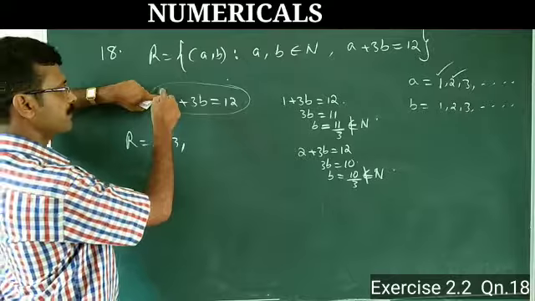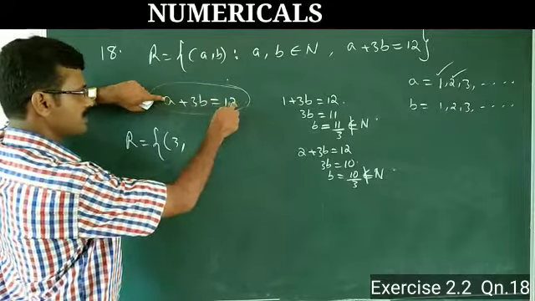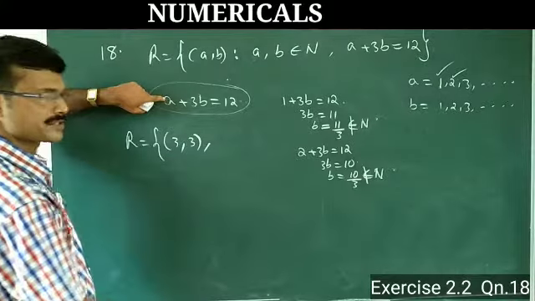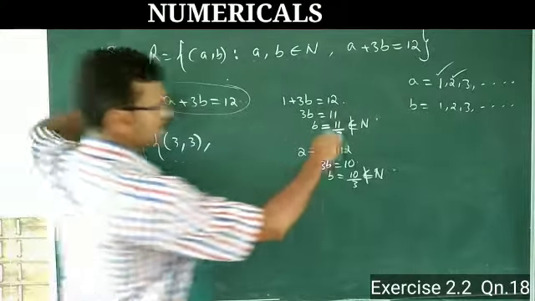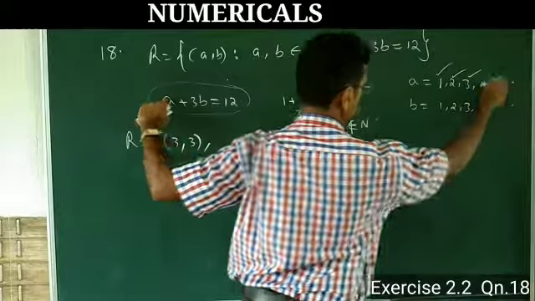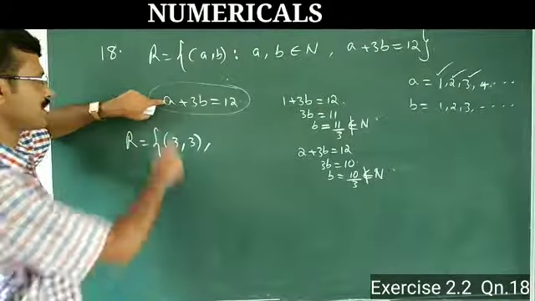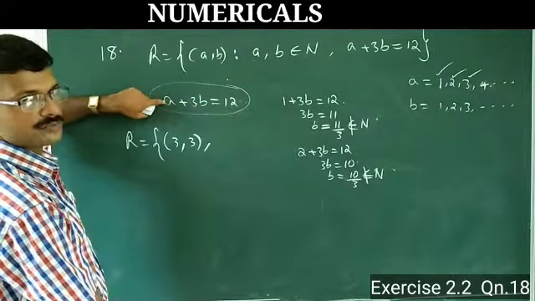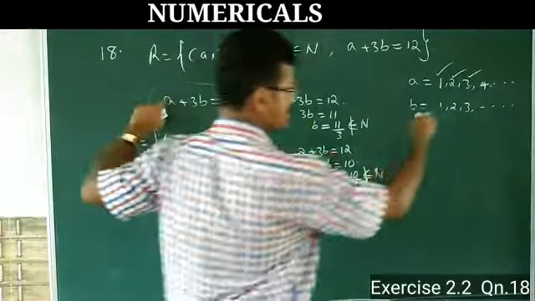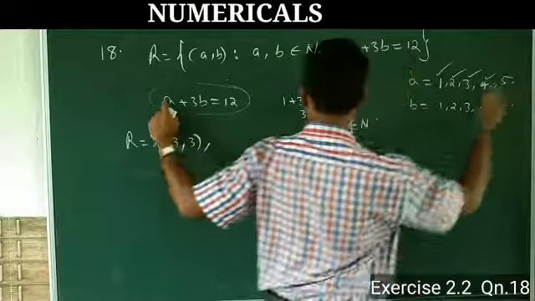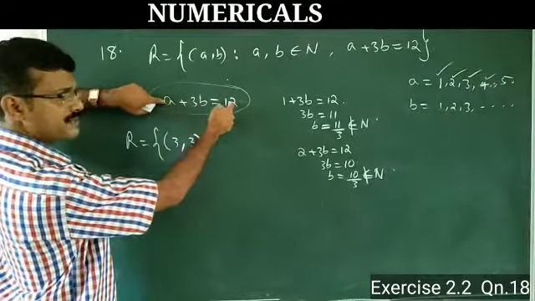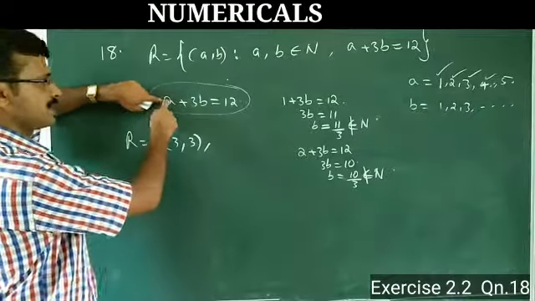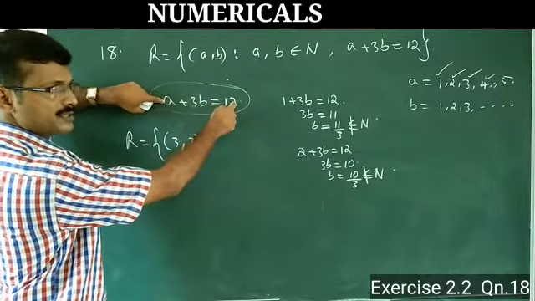First element is 3. If I put 3 here, b is also coming 3. So 3, 3 is possible. Now I will go for 4. 12 minus 4 is 8, and 8 by 3 is not a natural number. Now the next one is 5. 12 minus 5 is 7, and 7 by 3 is not a natural number. 5 not possible. 6: 12 minus 6 is 6.